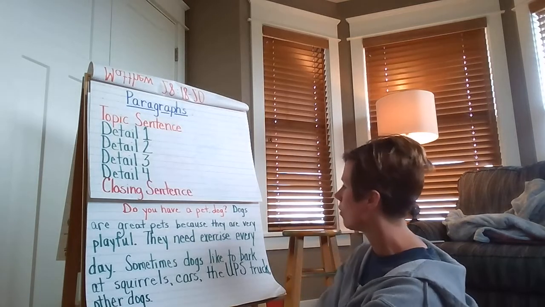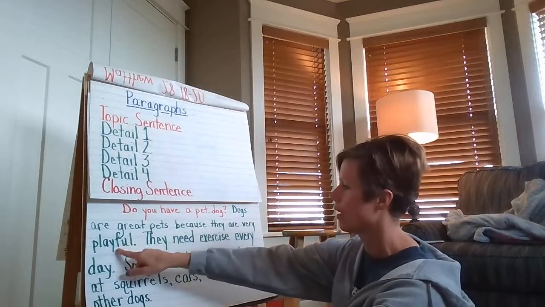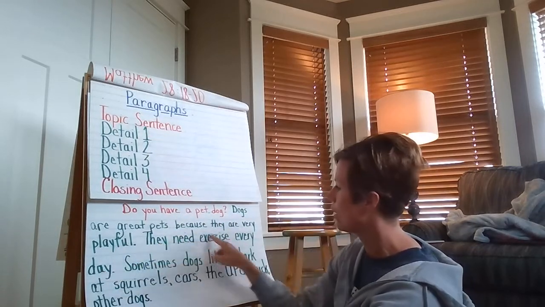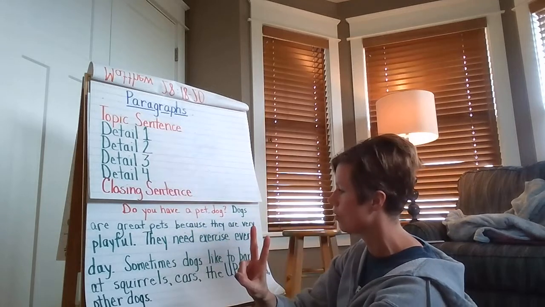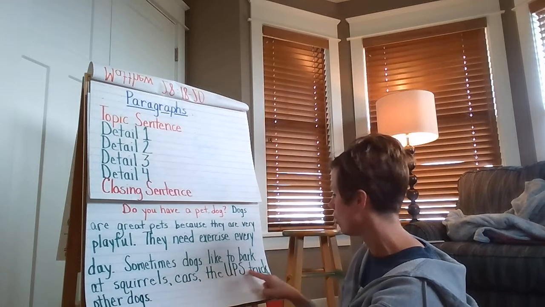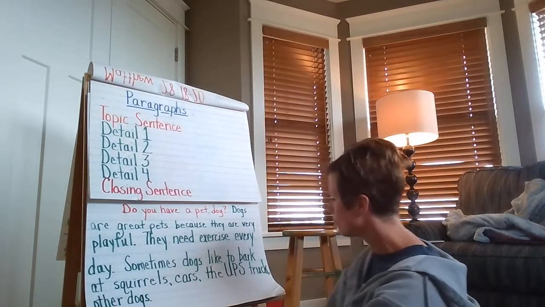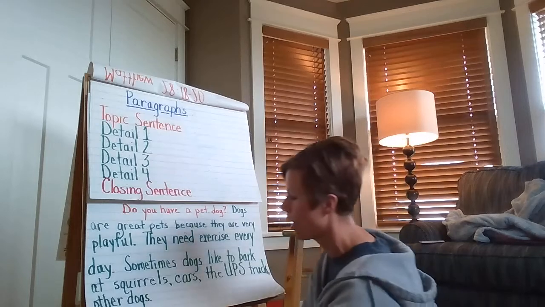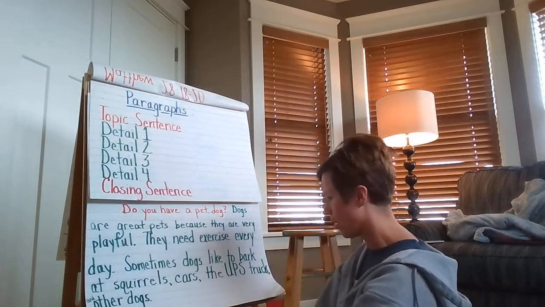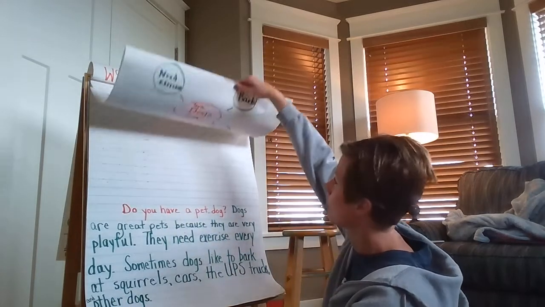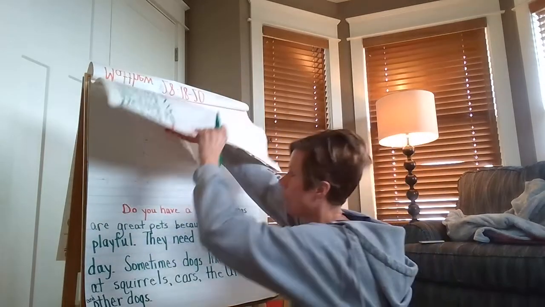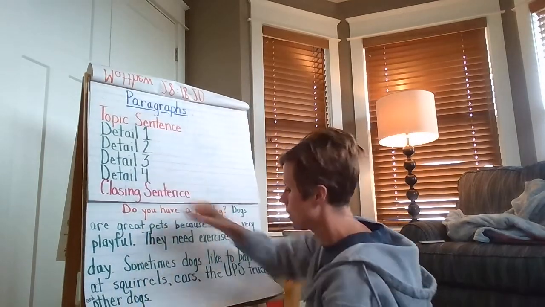Okay, so dogs are great pets because they are very playful. That was detail 1. They need exercise every day. Exercise was detail 2. Sometimes dogs like to bark at squirrels, cars, the UPS truck. Well, good thing this is a rough draft because I need to put in the word and other dogs. Okay, that was detail 3. Which one am I missing? Oh, yeah. They make good friends. Okay. This is still a detail.